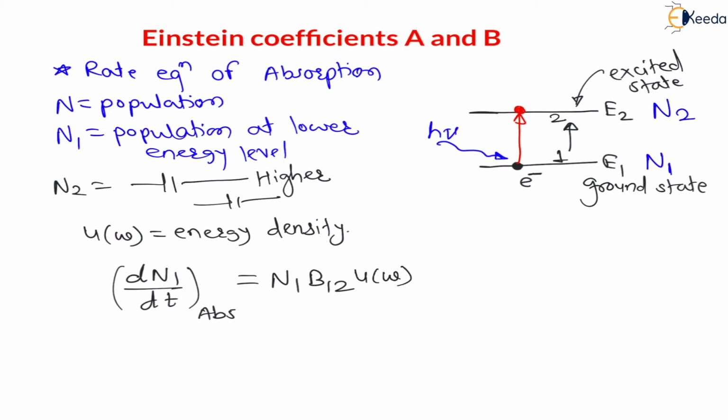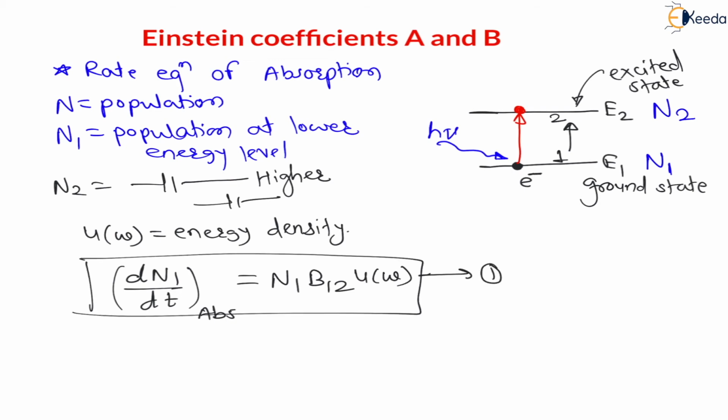We have to multiply with U omega also, right? And this is my rate equation for absorption. This is the first equation. Now this is also something we have studied previously, right? So remember this rate equation for absorption, a very important equation, because later I need this equation after understanding thermal equilibrium conditions, right? Now after understanding this, let us understand the rate equation for spontaneous emission.